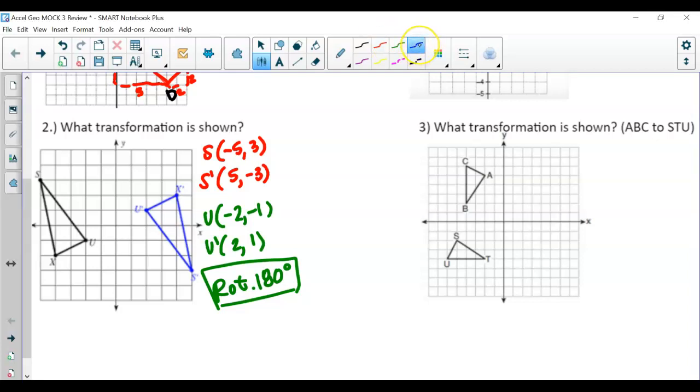Same thing here. Let's check. ABC is mapping to STU. So A is at negative 2, 1, 2, 3, 4, 5, so negative 2, 5. And again, according to this, it's mapping to S. And S is at 1, 2, 3, 4, 5, so negative 5, negative 2. Now notice we did switch the coordinates.